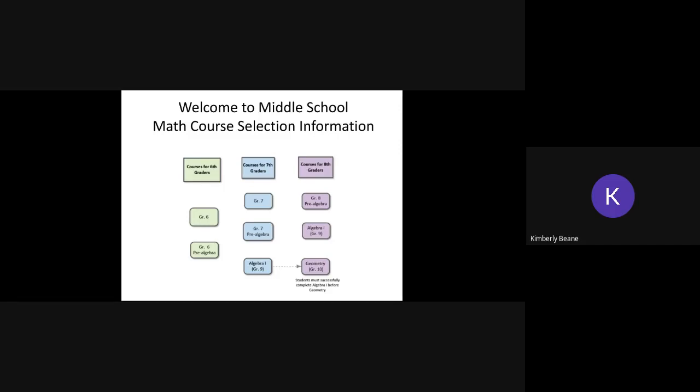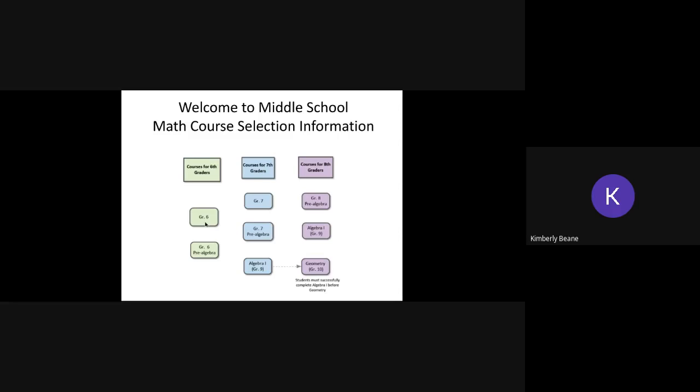What you're looking at right now are the courses that are available at each grade level. The courses for grade 6 are grade 6 Math and grade 6 Pre-Algebra. The courses for grade 7 are grade 7 Math, grade 7 Pre-Algebra, and Algebra 1. The courses for grade 8 are grade 8 math, algebra 1, the same algebra 1 that's available to 7th graders, and geometry. And if you see there's an arrow going to geometry from algebra 1, that's because the only way you are allowed to take geometry is if a student has successfully completed algebra 1. And that's true whether you're at the middle school or at the high school. Algebra 1 is a prerequisite for geometry.